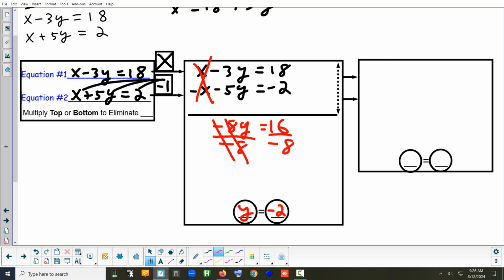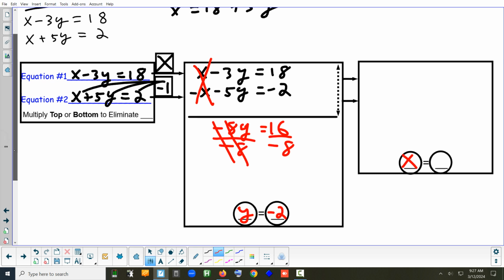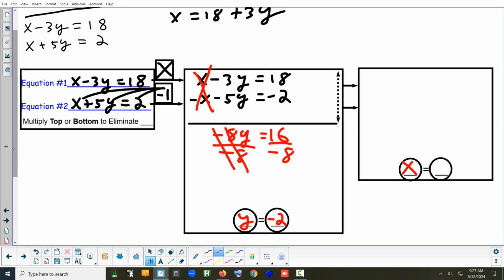And Eric, what do I still need to find? X. Yep. And Zach, how am I going to find x? You're gonna find it by putting in x minus 3y equals 18. Okay, so you want to take the top equation, and what do you want to do with that? You have to do 3 times -2. Okay, so we could take this number and fill that in right there.